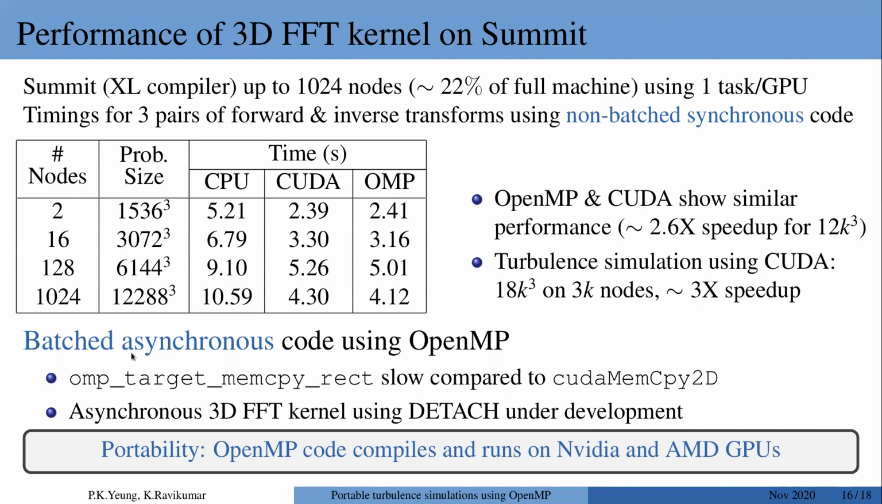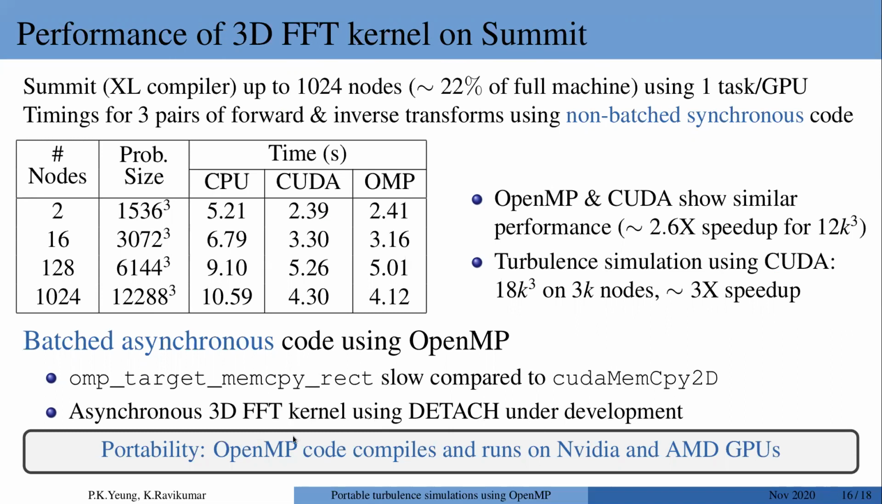We don't yet have performance numbers for the batched asynchronous code using OpenMP. One of the reasons is that the OpenMP target memcopy rectangular call, which is used to perform the strided copies, is slow compared to the CUDA memcopy 2D call, and we are currently working on trying to get better performance out of it. And also the asynchronous features that are enabled using the DETACH clause are still under development, as it's a relatively new feature from OpenMP 5.0.